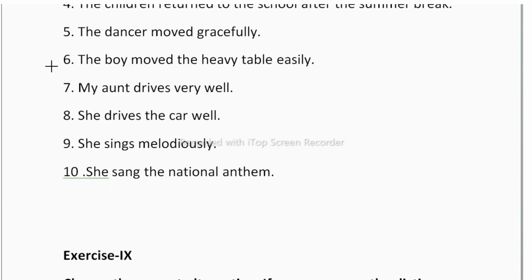Now let's see the sixth one. The boy moved the heavy table easily. So can we change this sentence to passive voice? Try. Now, the heavy table was moved by the boy easily. Yes, we can change this sentence to passive voice. So that is the transitive sentence. Here the boy, which is a subject, moved, which is a verb, and after verb directly we have object. So that must be a transitive sentence. Now let's see the next one.